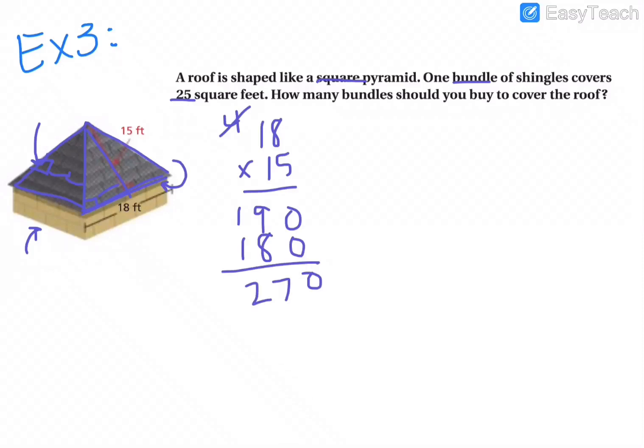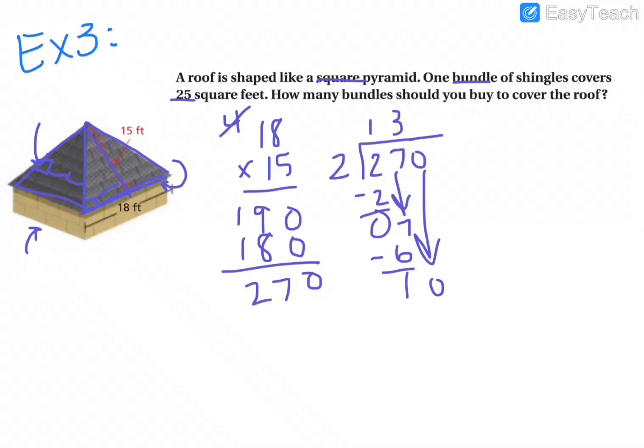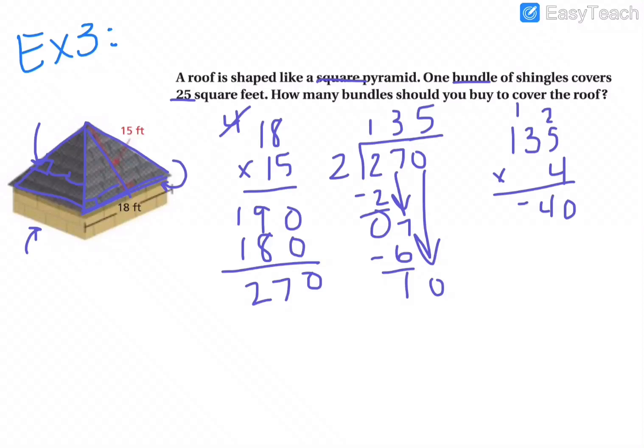That's going to give me 270. And then I will divide that by 2, since it's a triangle. And that gives me 135. Okay, there are 4 of them, so I'm going to do 135 times 4. And that gives me 540.